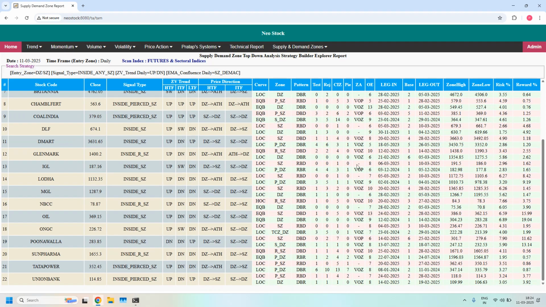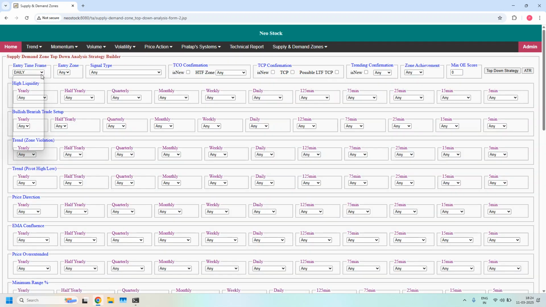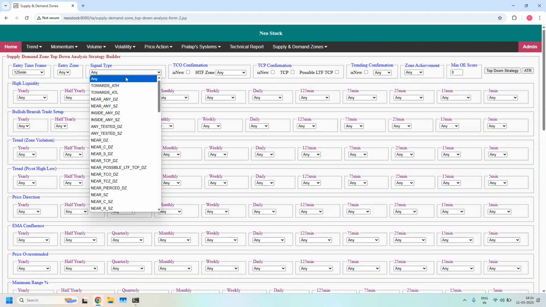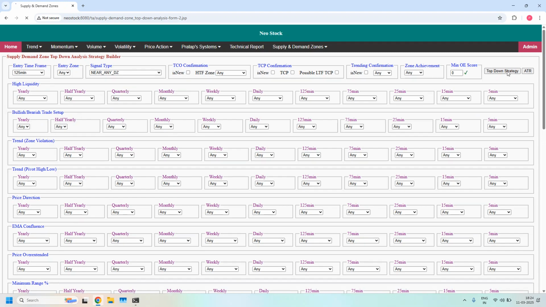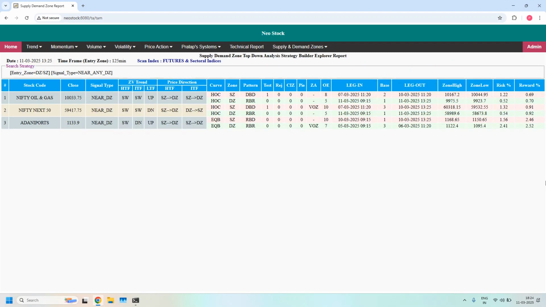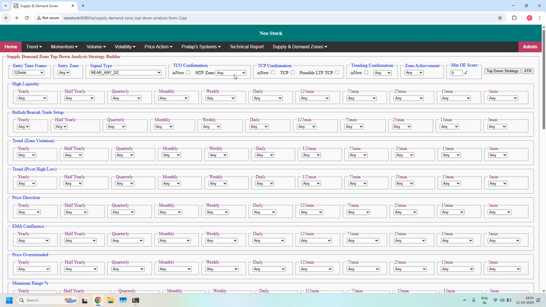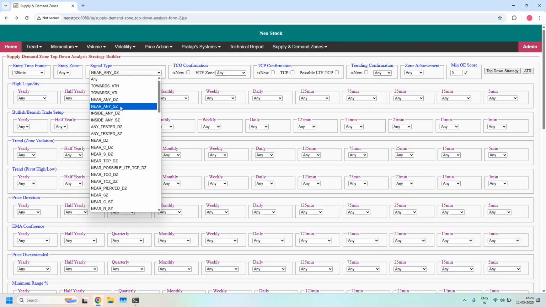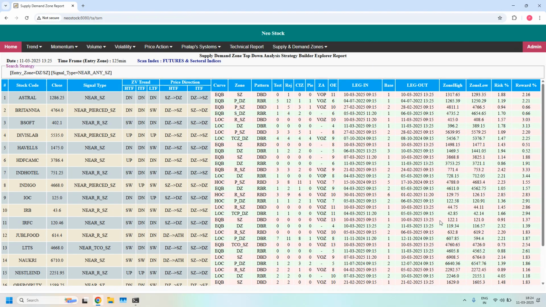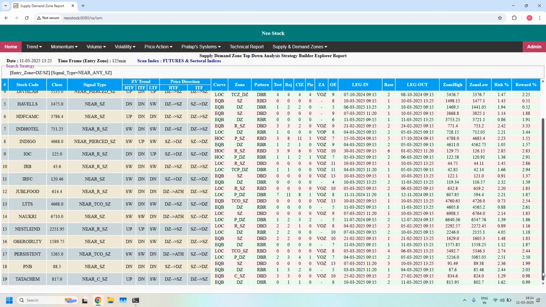The next time frame is 125 minutes. Stocks near 125 minutes demand zone. We got 3 stocks. Next, stocks near 125 minutes supply zone. First 15 stocks in the list. I'm scrolling the list down. So total 19 stocks are filtered.